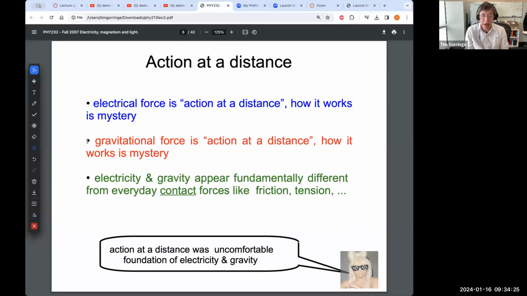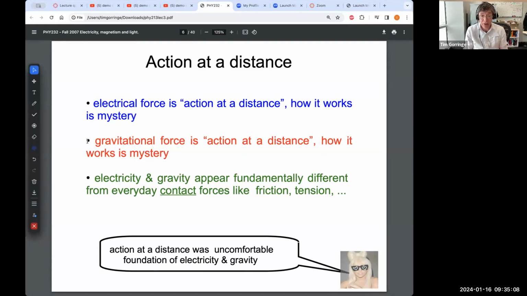In fact, another action at a distance force that you've met is gravitational force. In gravitational force, one mass exerts forces on another mass at some distance, with some separation, and how that works is a complete puzzle. So action at a distance was a puzzle that underlay Coulomb's law for the electrical force, and it was a problem that also underlay the mechanism of the gravitational force.